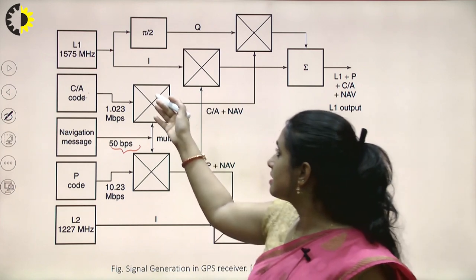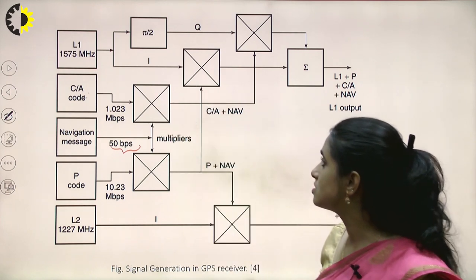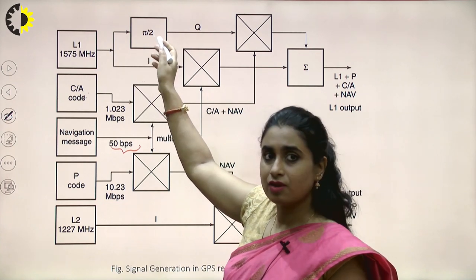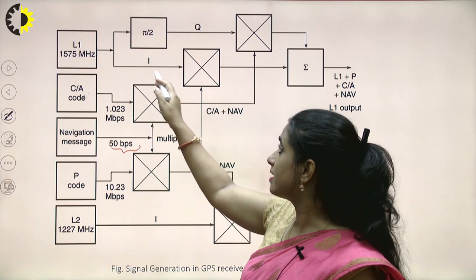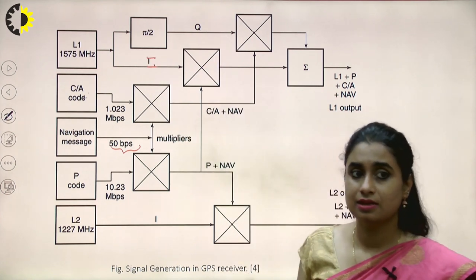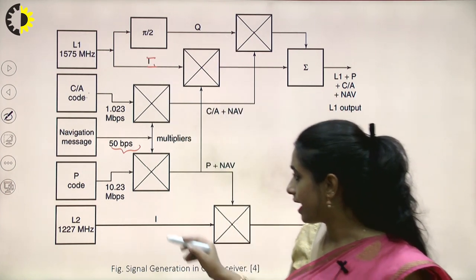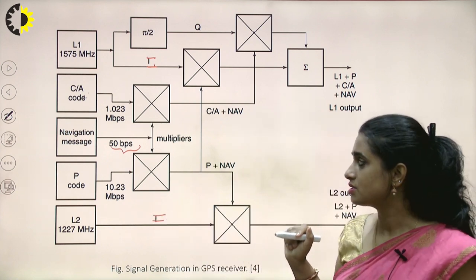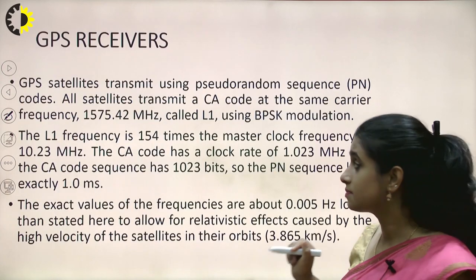And these are the product modulators which are used, right? One goes directly, another with a phase shift of pi by 2. So we have the in-phase channel and the quadrature channel, right? For L2, only the in-phase channel goes. So let's see how it works.